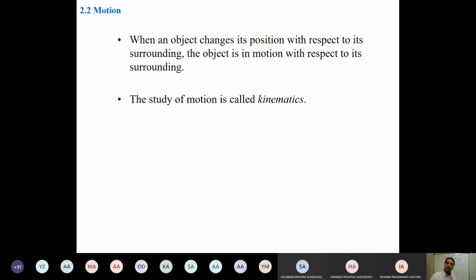Kinematics is the kind of motion in which we don't talk about the force at all, like what kind of force is causing the motion. That is not our concern now. When we talk about the force, this will be called dynamics. Okay, so dynamics we are not considering.